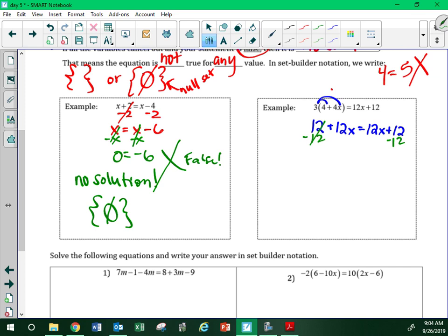Does it matter where you subtract the 12 from? No. Well, as long as it's from the number and not the x. Both cancel out. So that cancels, we're left with 12x equals 12x. And that cancels. Divide. Sure, we can divide by 12.